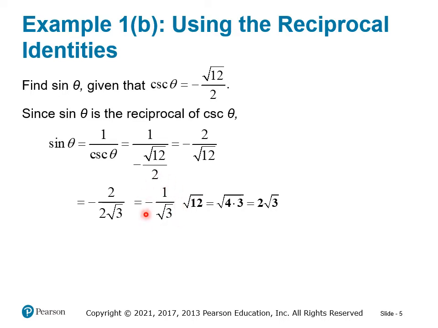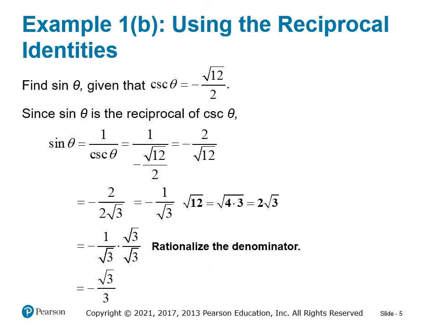Again, remember, we're not allowed to leave radicals in the denominator, so we're going to need to multiply the numerator and the denominator by the square root of 3 over the square root of 3, which is really multiplying by a factor of 1, so we're not changing the value. What we're doing is rationalizing the denominator. And so the sine of theta would then be negative square root of 3 over 3.